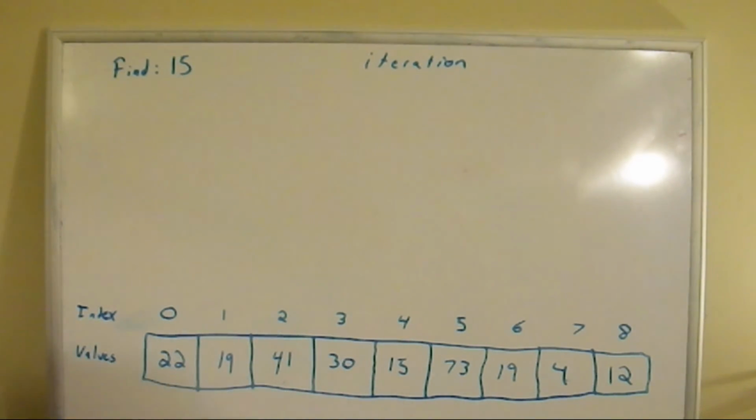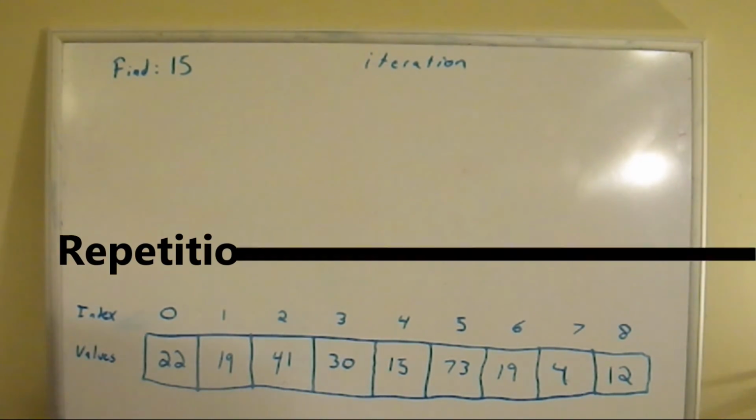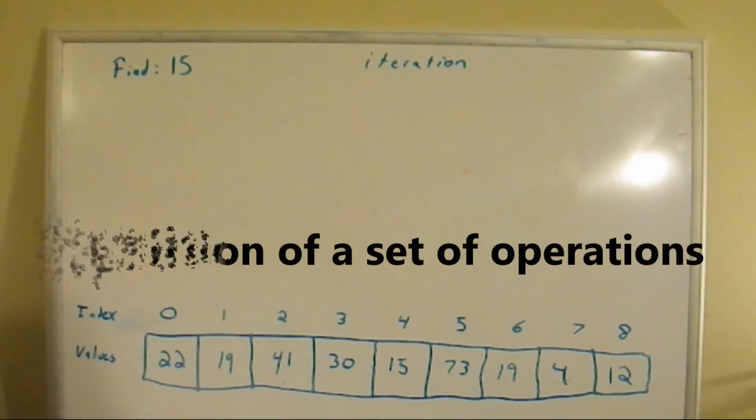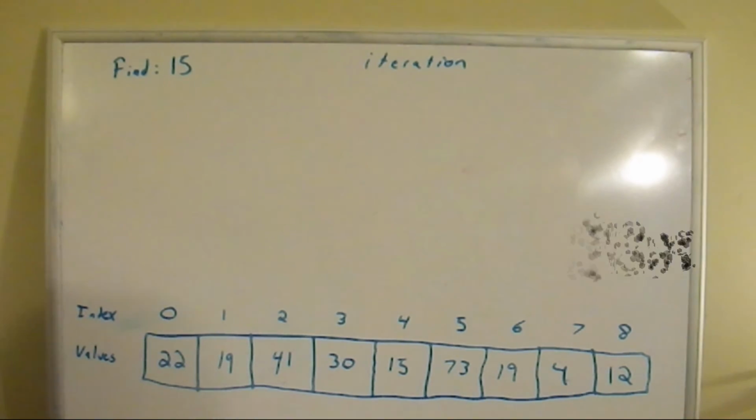One other term that we're going to talk about is iteration. An iteration essentially means one time that I do a specific set of operations. It could be one operation or many operations. So in this case, I'm going to repeat the same operation over and over again. Each time I repeat it, that is called an iteration. So let's see how many iterations it takes me in a linear search to find 15.